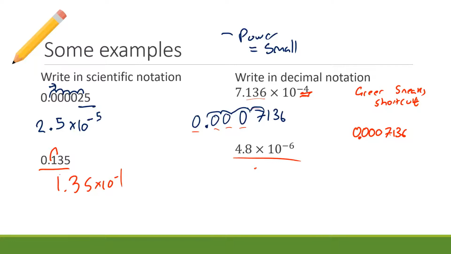Okay, let me count to see if you got this correct, Dylan. So we've got 1, 2, 3, 4, 5, 6. Yep, beautiful. So again, using my cheat, I'm going to go times 10 to the power 6. So 1, 2, 3, 4, 5, 6. Put a decimal point here and then write 48. And that's exactly it.